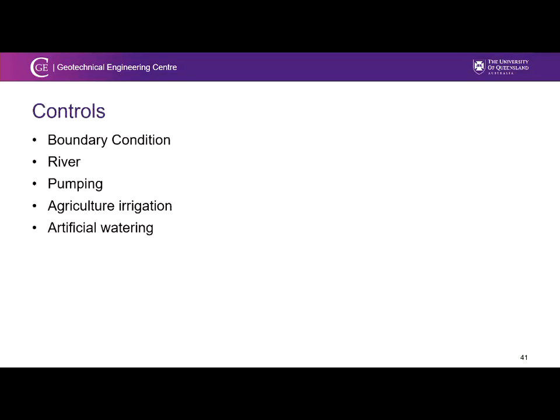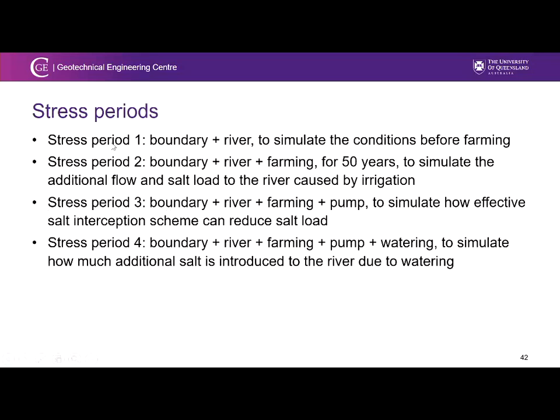So boundary conditions, pumping, agriculture irrigation, and artificial watering. All those processes need to be considered. Period one, boundary plus river. River needs to have a boundary, but the domain needs to have a boundary as well. If you don't have a domain boundary, it means that the groundwater level is controlled by the river water level. That's not true. The boundary needs to have a saline groundwater level higher than the river to allow a gaining water condition to form.